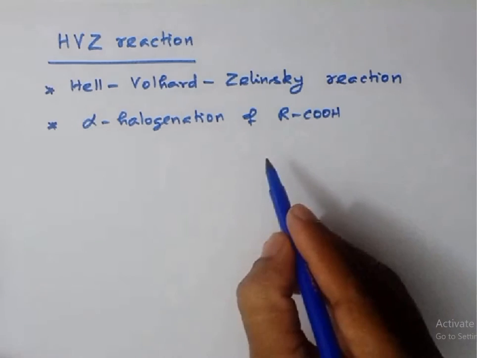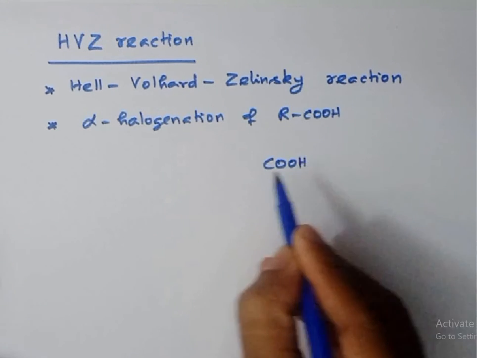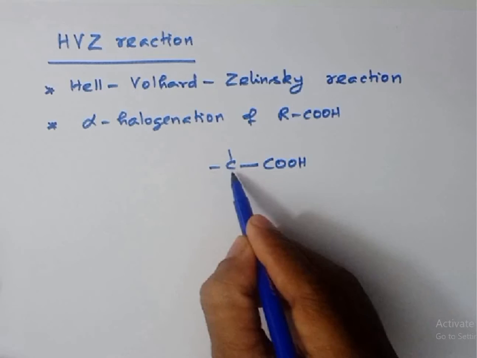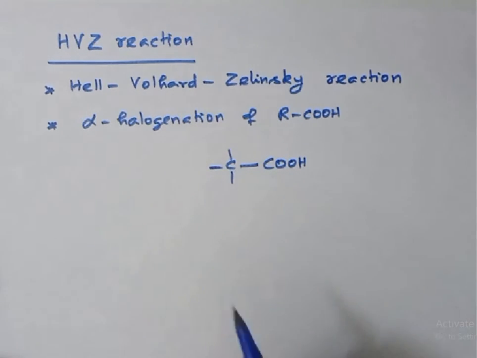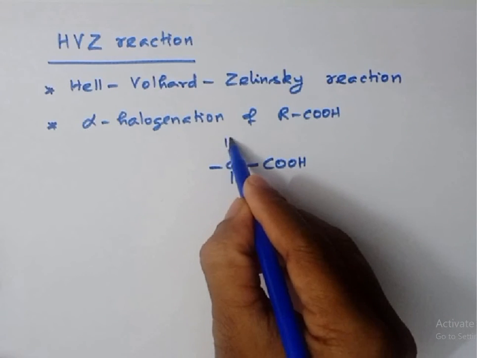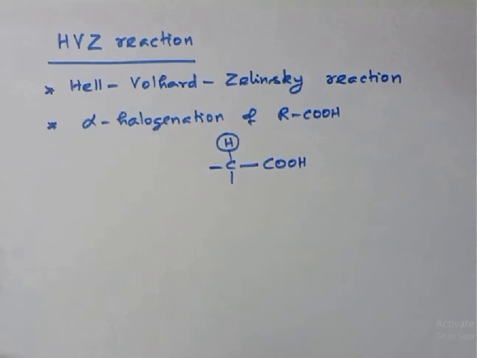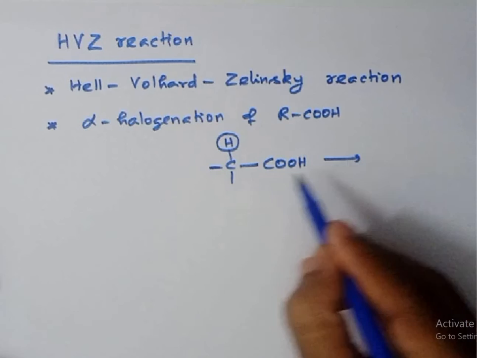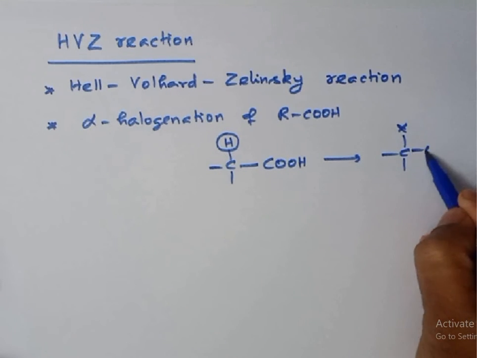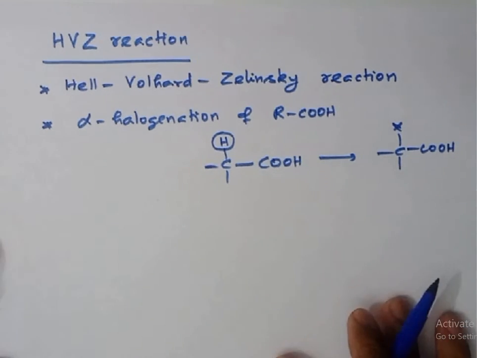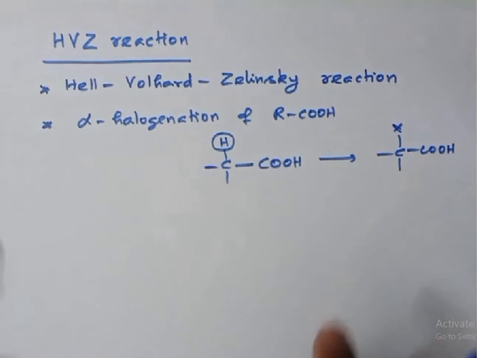Okay, what is alpha halogenation? You know very well. Carboxylic acid is attached to a carbon, and that carbon is called alpha carbon. If this alpha carbon contains at least one hydrogen, then you can replace that hydrogen by a halogen atom. And this is what we call alpha halogenation.